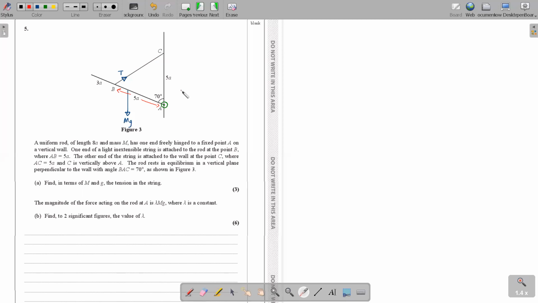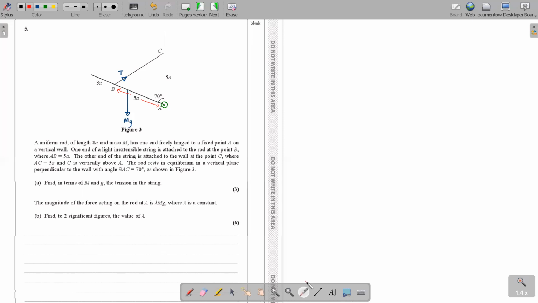Where AC equals 5a. Okay, so this is the trigonometric part here. AC equals 5a, and C is vertically above A. The rod rests in equilibrium in a vertical plane perpendicular to the wall with angle BAC is 70 as shown in figure 3. Find, in terms of m and g, the tension in the string. Okay, so how do we find the tension in the string, children?